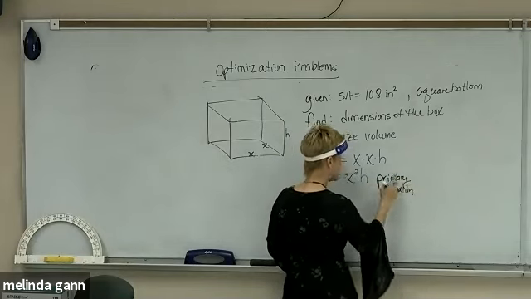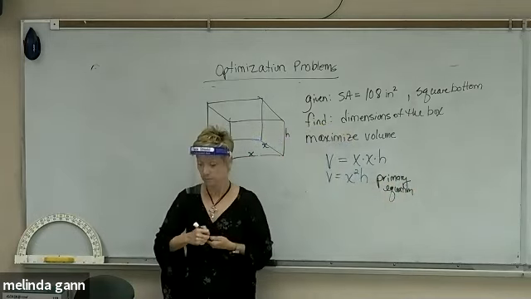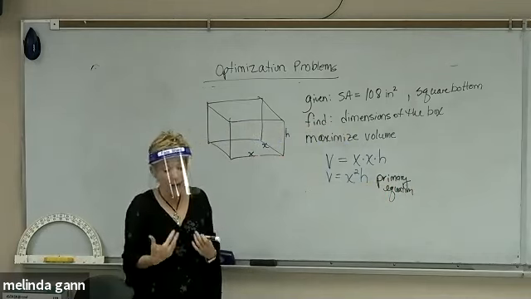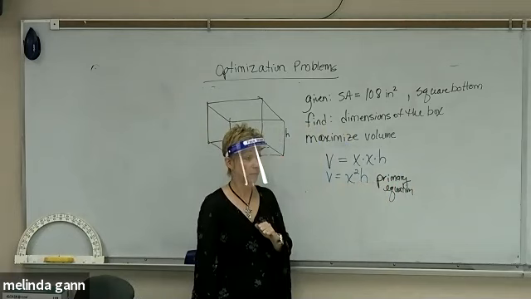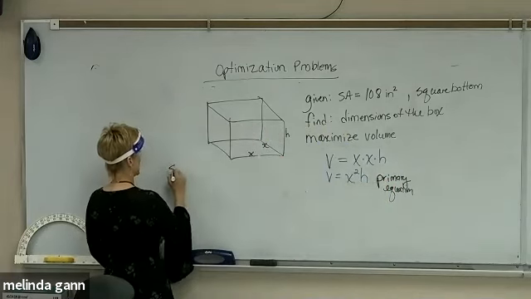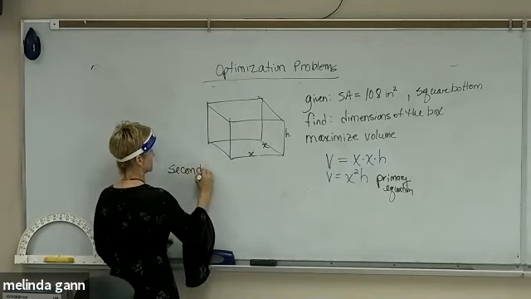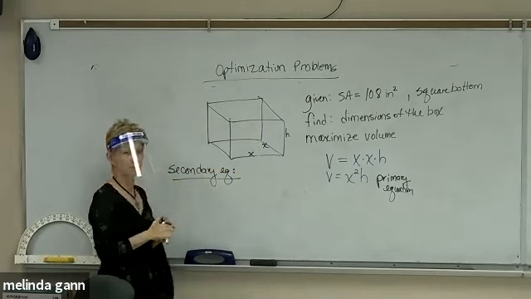Okay? So you'll see me label it so I don't get lost in a minute. Now, my problem is I can't have x's and h's. I have to have either x or h. I can't have both. So I'm going to have to write some other equation, some kind of secondary equation, to try to make a substitution.